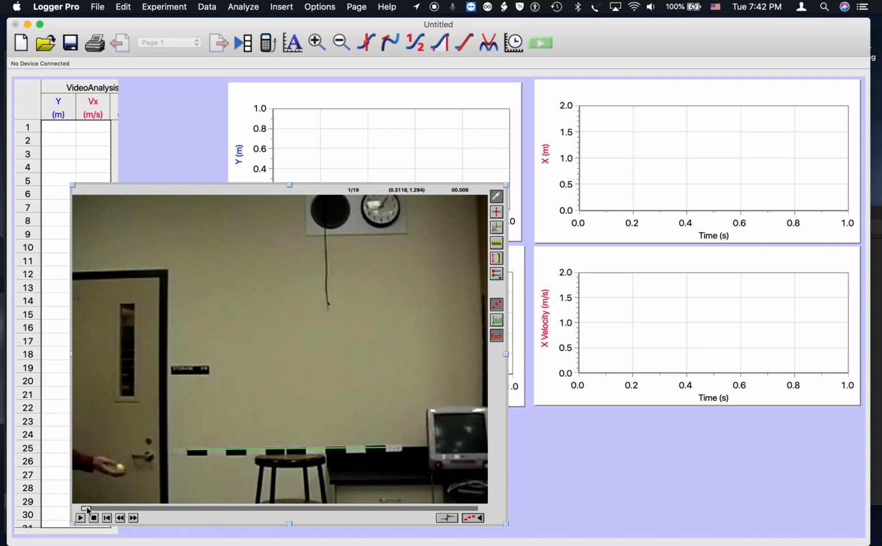What I'm going to do is walk through that video and show you how we can do a nifty little bit of analysis with that video. First thing I'm going to do is place an origin right down here at the beginning. Second thing I'm going to do is track the position of that ball.